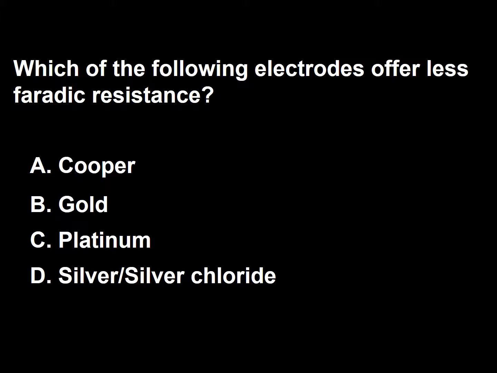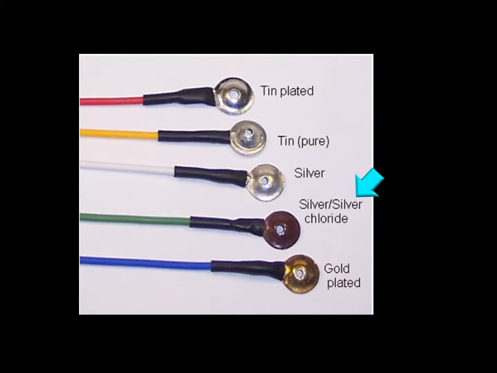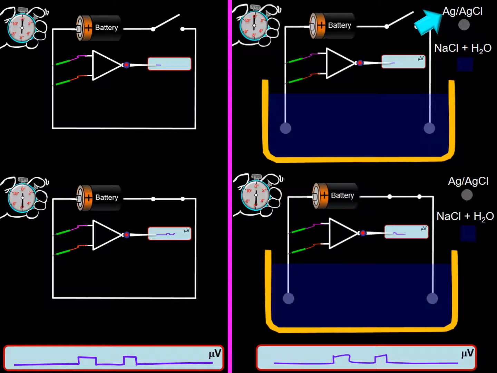The next question is, which of the following electrodes offer less Faradic resistance? A. Copper, B. Gold, C. Platinum, D. Silver chloride. I am sure that by now the answer is obvious to you. Silver chloride electrodes experimentally have proven to produce a tracing very similar to a pure electrical circuit.